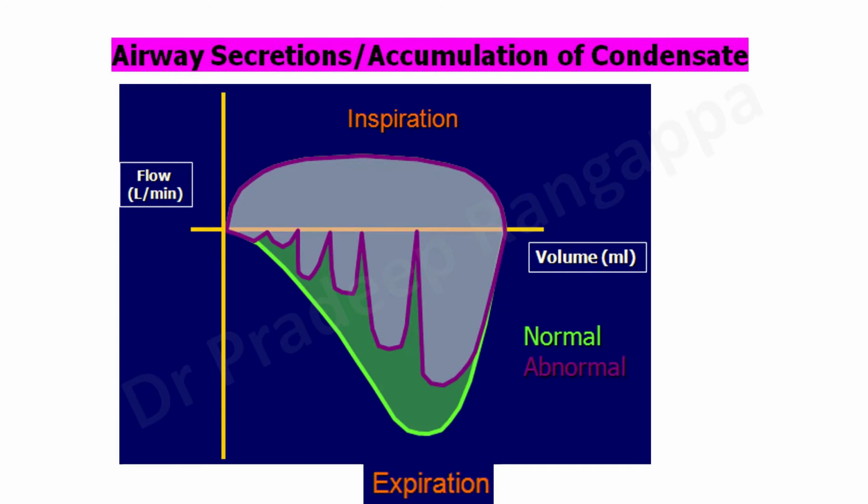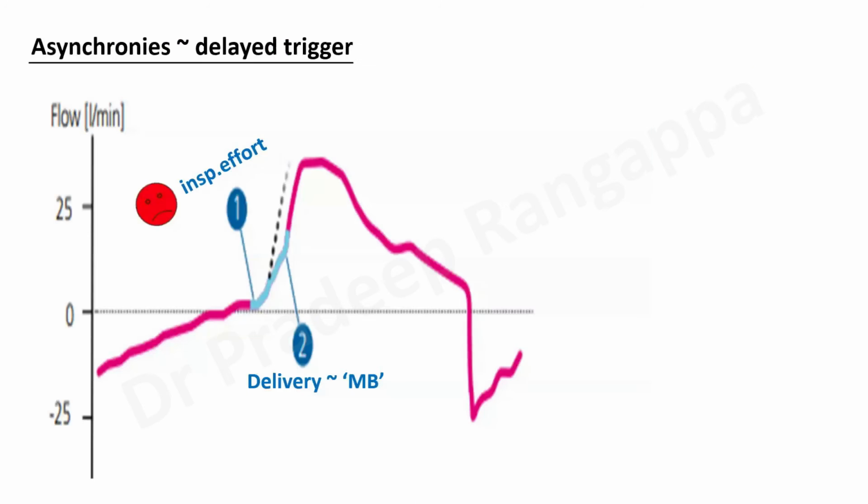So now we will slowly move on to asynchronies. These are the different asynchronies that you can determine in the flow time. So we will go one by one. There are around 5 asynchronies that we will discuss.